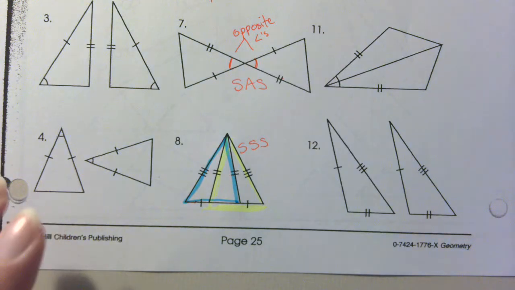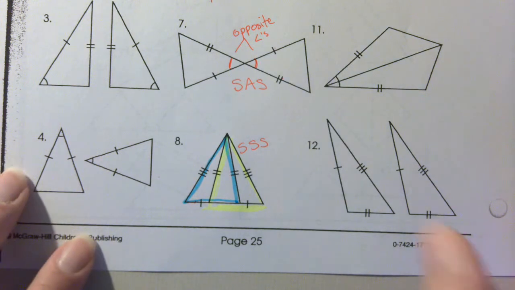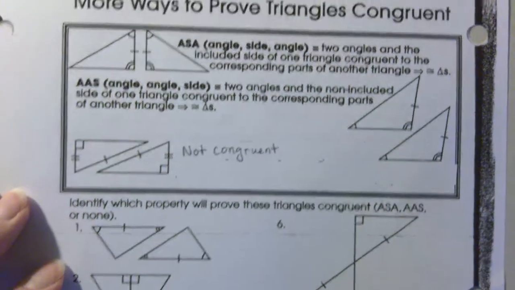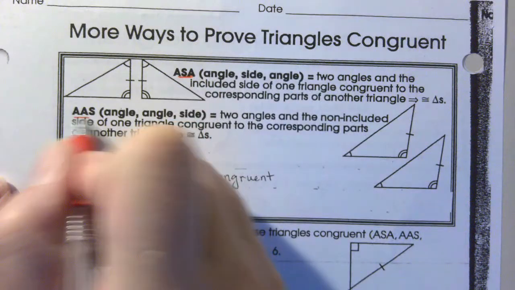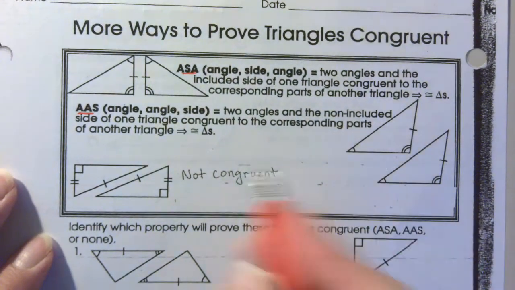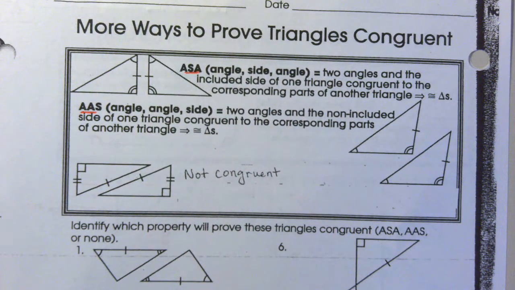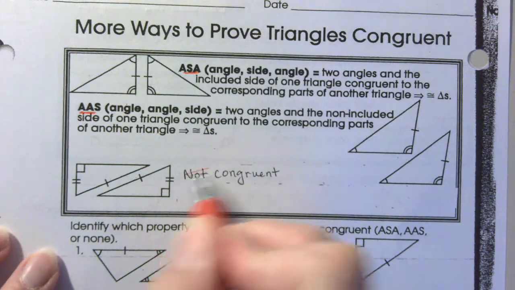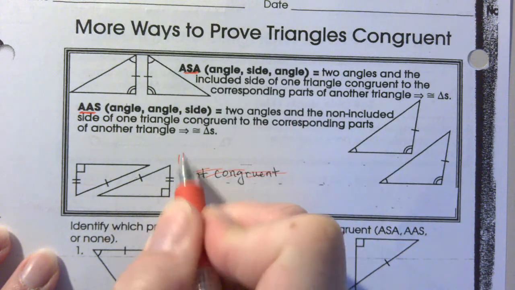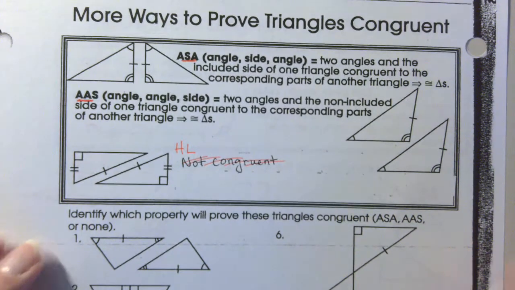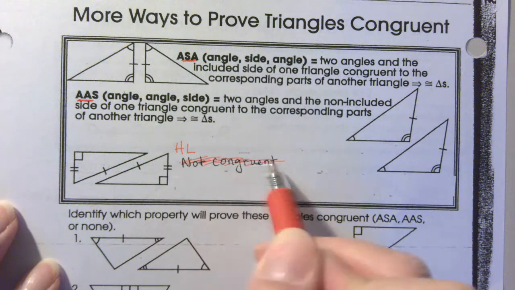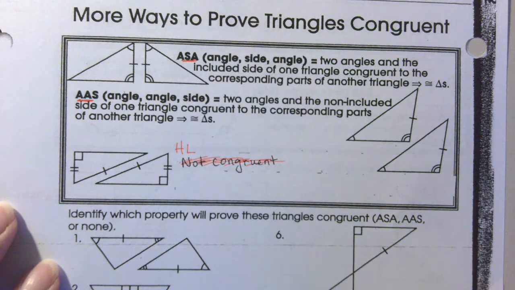Okay, so you have a couple more to do on your own. Let's flip it to the back. And when I'm looking at this, we are talking about angle, side, angle, angle, angle, side. And I had on here not congruent, but we actually talked about that. So can you cross that off for me? This is that hypotenuse leg, okay? We originally weren't going to do that, but I am. So cross off not congruent. They are congruent. It's by hypotenuse leg.